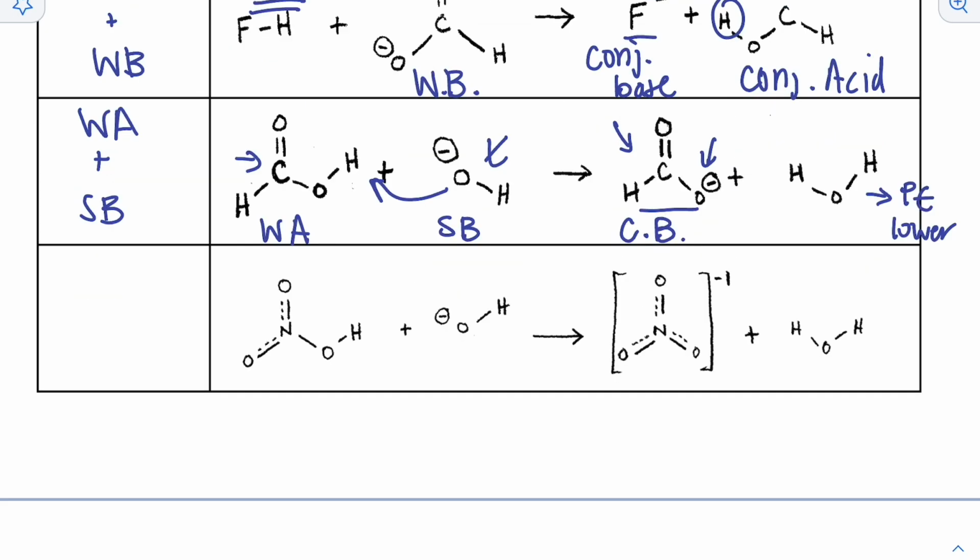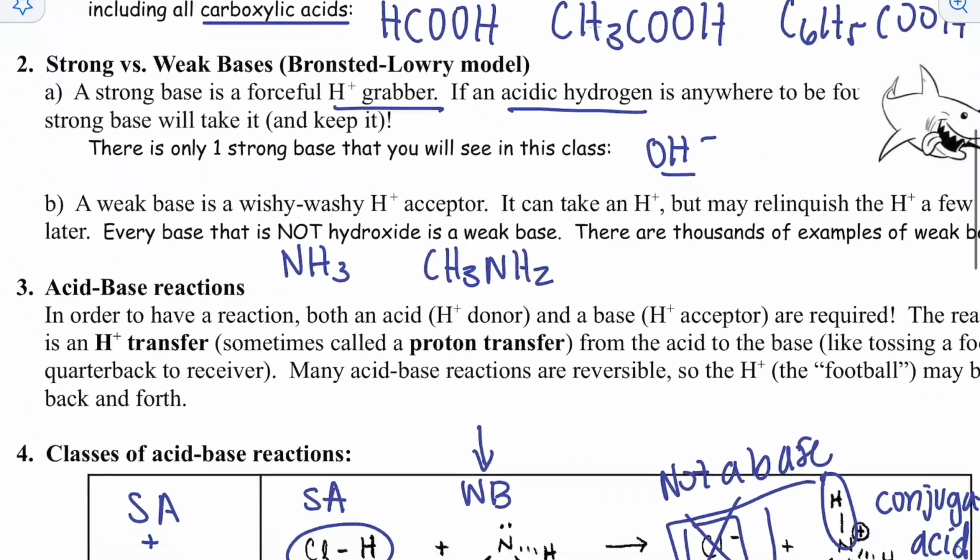And lastly, we have nitric acid. This is a strong acid, it's on the list, and hydroxide is a strong base, and the resultants are not conjugate acids or bases because they will never take their proton back. Once they donate, once they take it, it never goes back. All right, those are acid-base reactions.